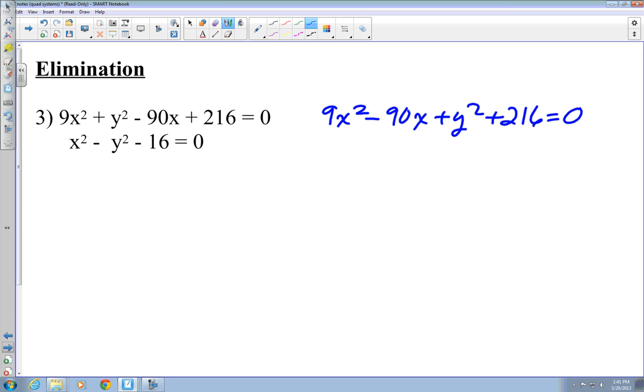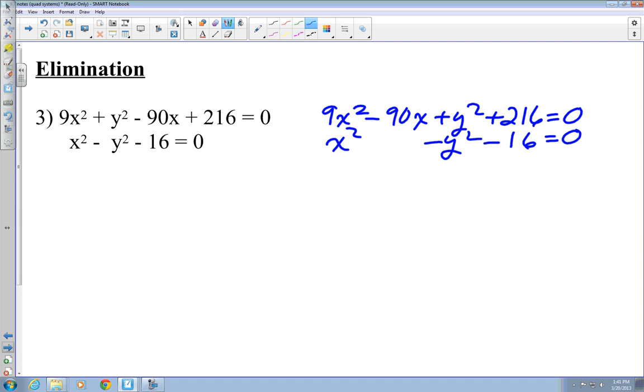x squared minus y squared. What is a minus? Hyperbola. So this one is a hyperbola. Now, when we use elimination, we try to line up like terms. So I'm going to put the x squared under the 9x squared, plus 0x, and I'll just leave a space. So minus y squared minus 16.